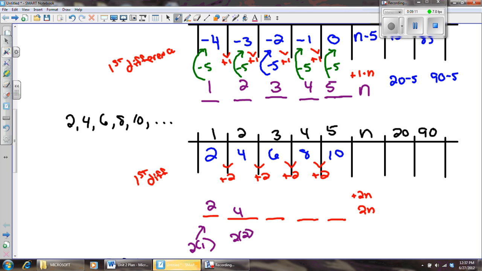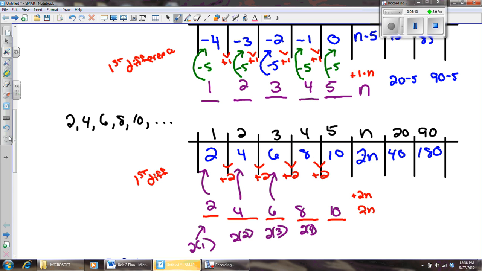3 will be 2 times 3, which is 6. 2 times 4, which is 8. And 2 times 5 is 10. The purple ones match the blue ones perfectly, don't they? They sure do. So my answer is going to be 2n. To get the 20th, I'll do 2 times 20, get 40. 90th, 2 times 90, get 180.